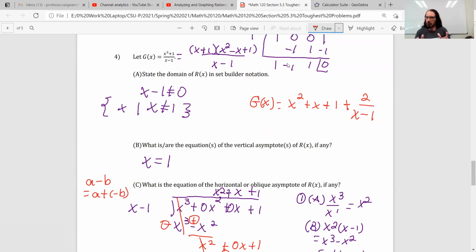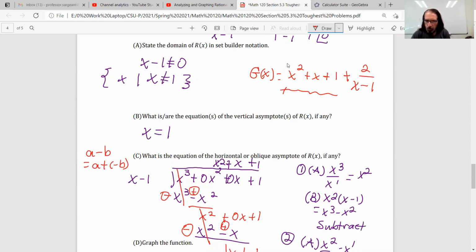And as the absolute value of x gets large, so will the absolute value of x minus 1. 2 divided by that, as that's getting larger, is going to be heading off towards 0 as x is approaching positive or negative infinity. And so we get an oblique asymptote with the equation y equals x squared plus x plus 1.